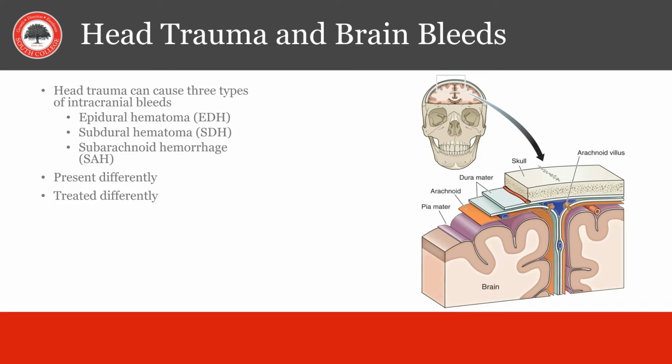What about an epidural hematoma or hemorrhage? Epi is the prefix for above, and dura refers to the dura mater, so this bleed is above the dura mater. What about subdural hematoma? Again, sub is a prefix meaning below, and dura refers to the dura mater, which means the bleed is just below the dura mater layer of the meninges.